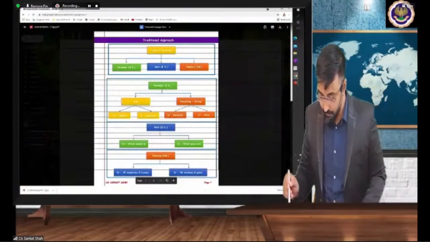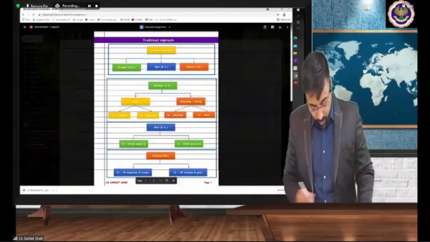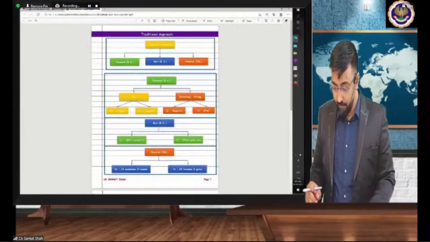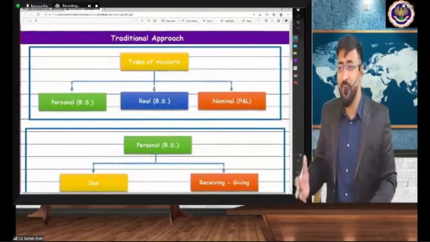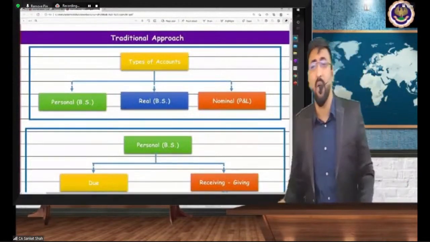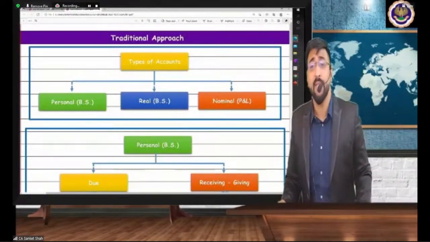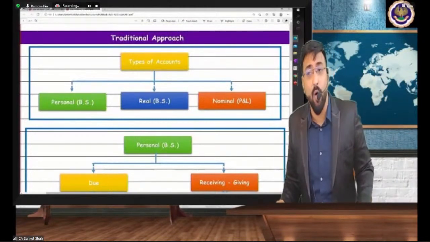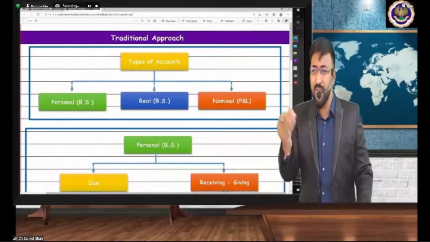No problem. So the traditional approach is very simple. First thing, it's just a revision of your accounts. The traditional approach is divided into three parts: personal account, real account, and nominal account. Personal account and real account will always be carried to the balance sheet, and nominal account is transferred to P&L. It's just a revision of 1 minute.